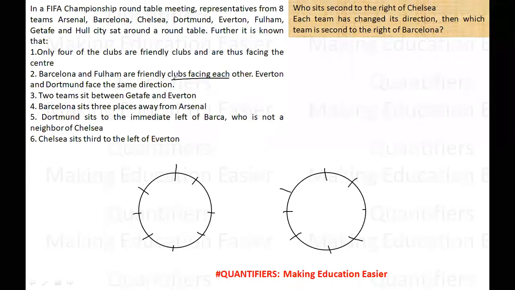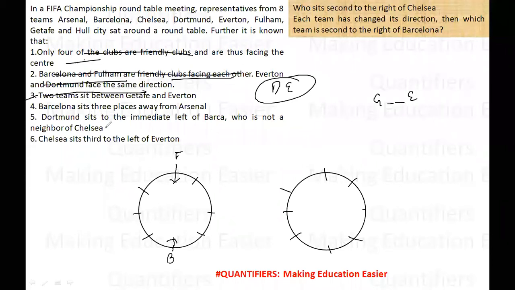Barcelona and Fulham are friendly clubs facing each other. They face each other means they will face inside. Now Everton and Dortmund face in the same direction, so whatever direction it is, they are a pair. 2 teams sit between Getafe and Everton. This point is taken care of. This point is also taken care of.